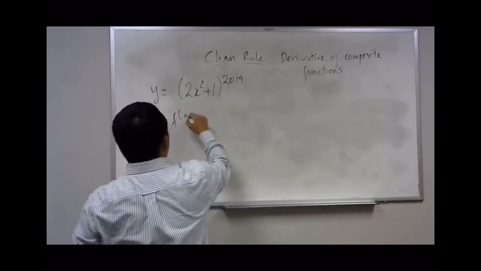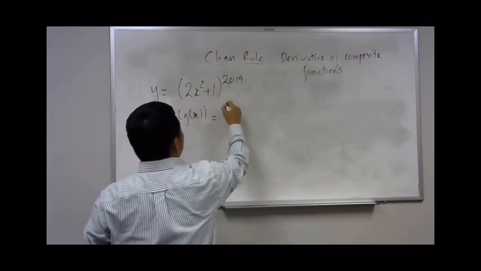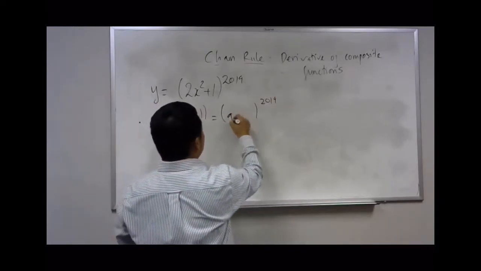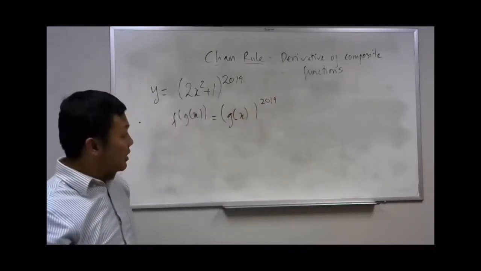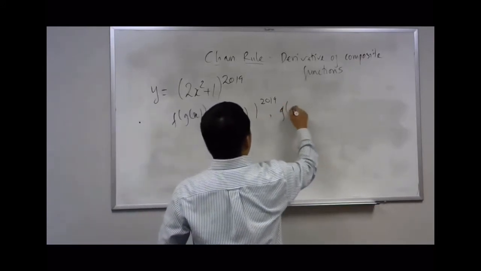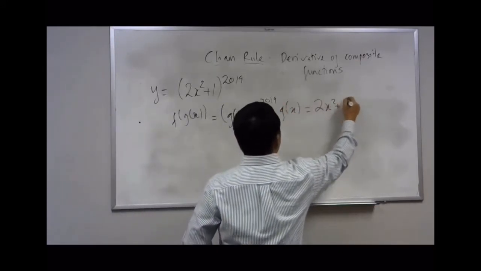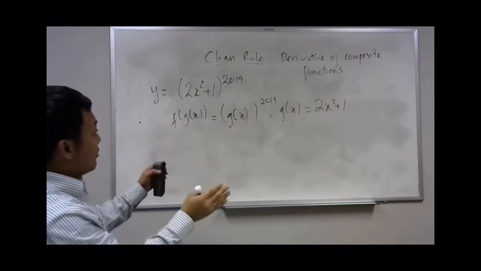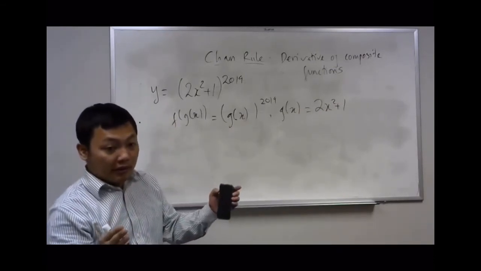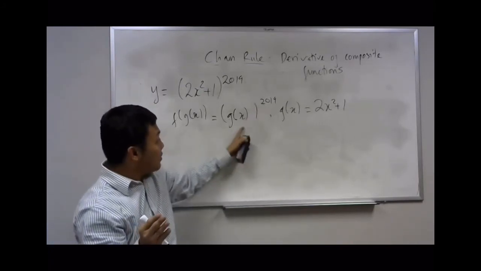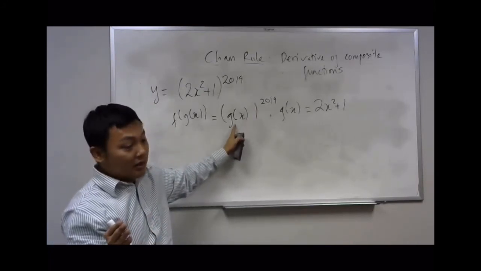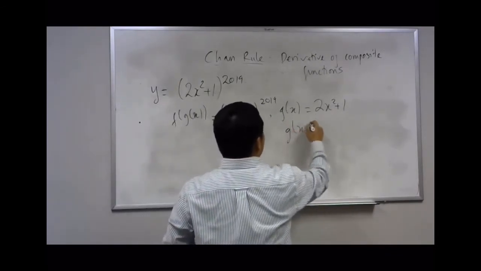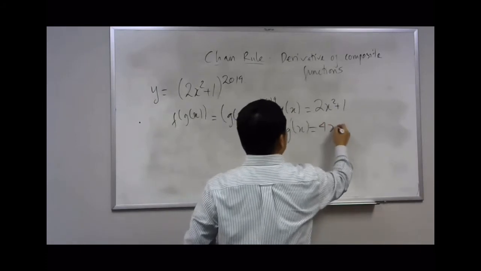Let's say f of g of x. In this case, I write here 2019, right? And of course, here you have g of x. Make sense? And g of x is 2x squared plus 1. So by the formula of the chain rule, we have to take the derivative of the outside function, evaluated at the inside, right? And then multiply by the derivative of this guy. So I write the derivative of g of x, the inside function, is 4x.